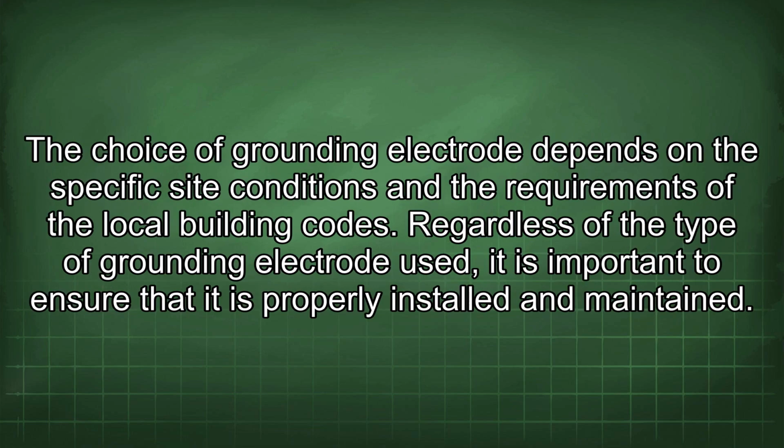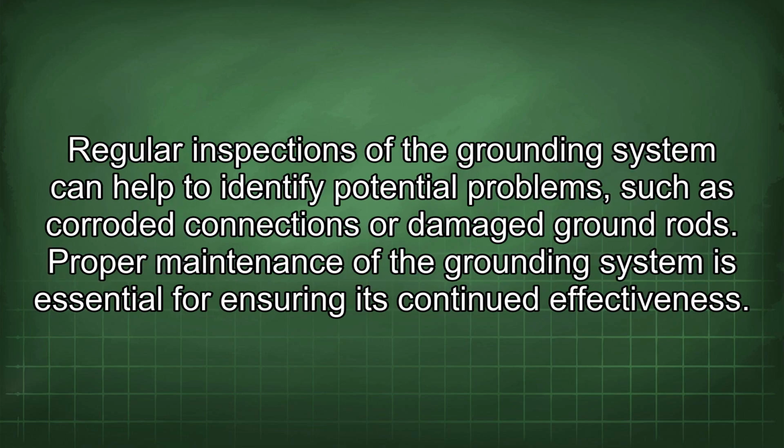The choice of grounding electrode depends on the specific site conditions and the requirements of the local building codes. Regardless of the type of grounding electrode used, it is important to ensure that it is properly installed and maintained. Regular inspections of the grounding system can help to identify potential problems such as corroded connections or damaged ground rods. Proper maintenance of the grounding system is essential for ensuring its continued effectiveness.